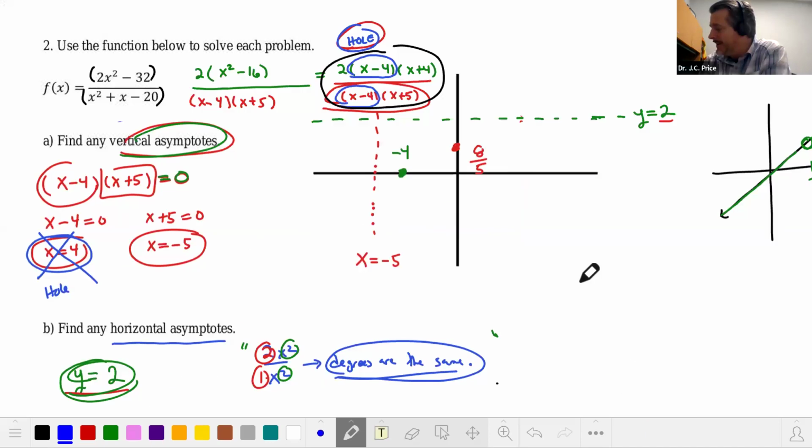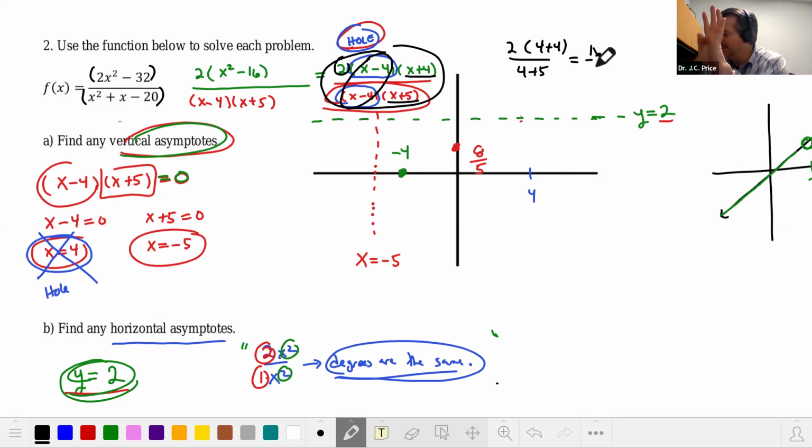And so when we come back up here, at 4, we do have something though. We have a hole. So I need to draw a hole, but how do you find the height of the hole? This is the tricky part. What you want to do is cover up, you can't see my hand on here, but you want to cover up this x minus 4. Basically, cover up the x minus 4, ignore it, and then plug in the number 4. So what do you have left over? You'll have a 2, times 4 plus 4, and on the bottom, you have 4 plus 5. On top, 8 times 2 is 16, and on bottom, you have 9. And so that is the height at the hole.